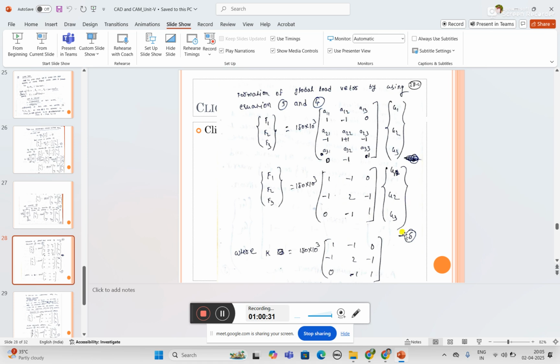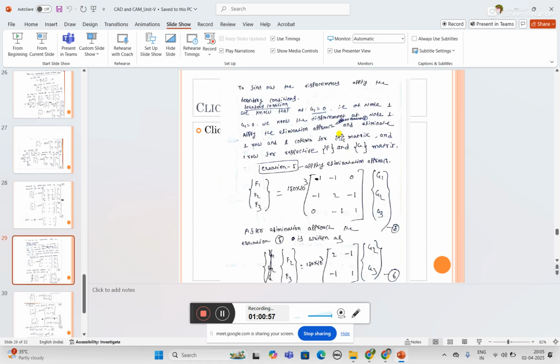ఈ ఈక్వేషన్ ఉంది కదా, ఈక్వేషన్ నెంబర్ 5 అనేది గ్లోబల్ FEM ఈక్వేషన్. దాంట్లో F1 F2 F3 అనేది ఫోర్స్ వెక్టర్, 150 ఇంటూ 10 పవర్ 3 మల్టిప్లై ఏదైతే మ్యాట్రిక్స్ ఉందో అది మనకి స్టిఫ్నెస్ మ్యాట్రిక్స్, U1 U2 U3 వెక్టర్ ఉంది అది మనకి డిస్ప్లేస్మెంట్ వెక్టర్ అనమాట. ఓకే, ఈ విధంగా రాసుకున్న తర్వాత మనం బౌండరీ కండిషన్స్ అప్లై చేసుకోవాలి.